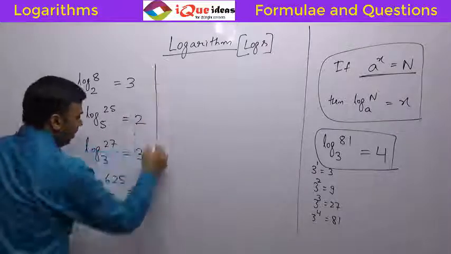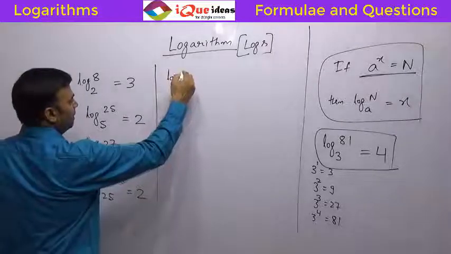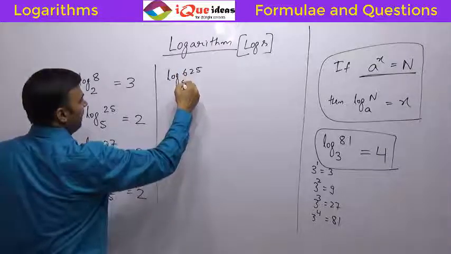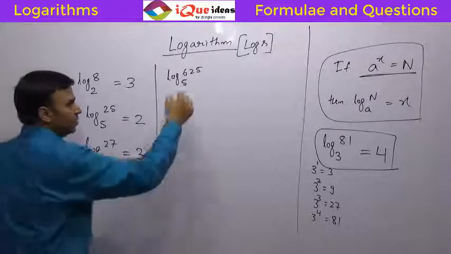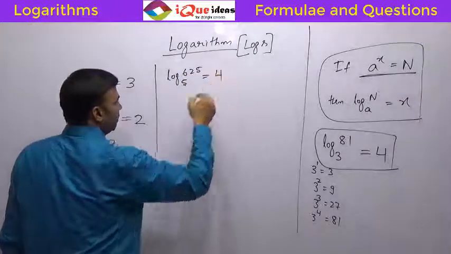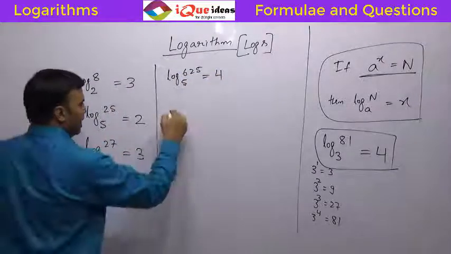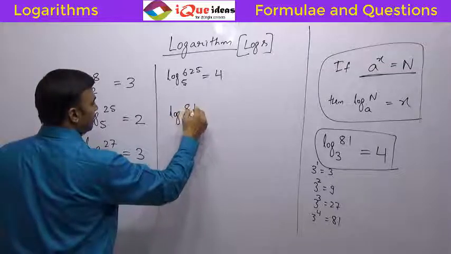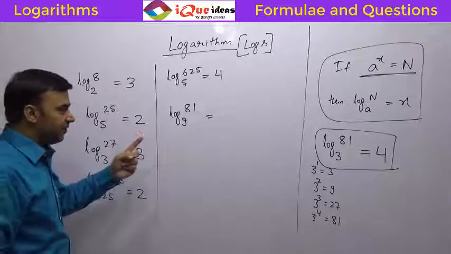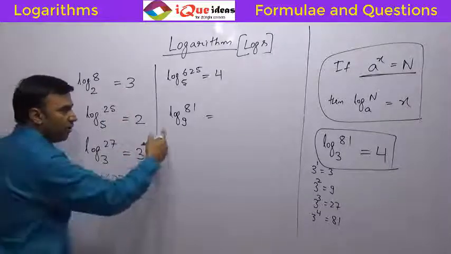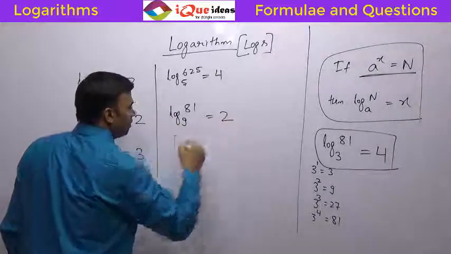But if it was log of 625 to the base 5, which power of 5 is 625? It is 5 raised to the power 4. So log of 625 to the base 5 is equal to 4. Let's take log of 81 to the base 9. So 9 square, we know it is 81. 9 to the power 2 is 81. So log of 81 to the base 9 is equal to 2.